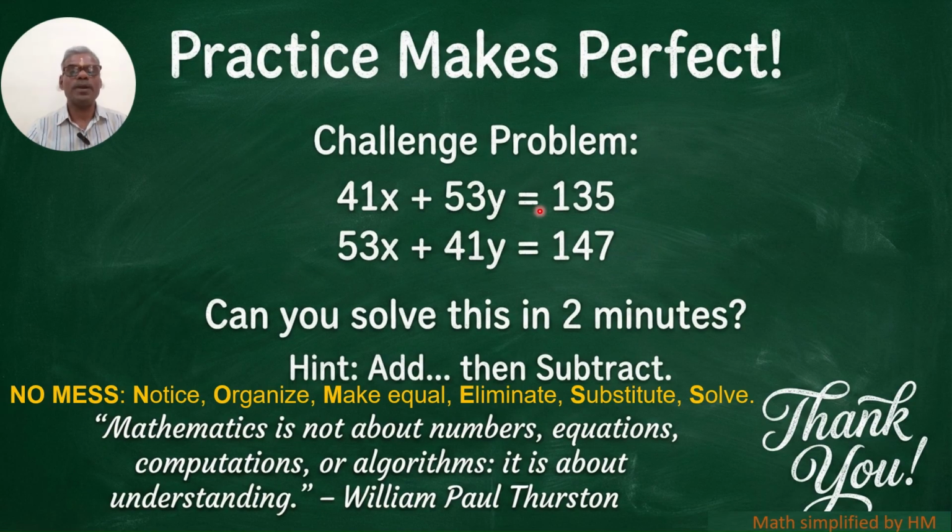This is a challenge problem. 41x plus 53y is equal to 135. 53x plus 41y is equal to 147. Can you solve this in 2 minutes? Hint: add and then subtract. You will get two simple simultaneous equations. Then by the elimination or substitution method, solve it easily.